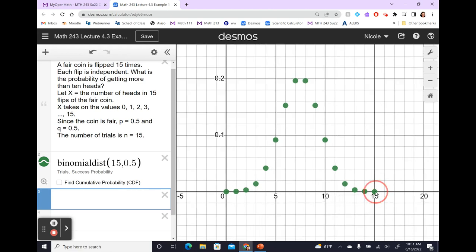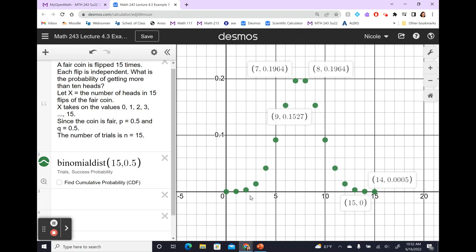And if you zoom in on these, you can see their probabilities. So if we want to know the probability of getting exactly 14 heads out of 15 trials, it would be 0.0005. And in fact, it shows 0 for getting 15 heads out of 15 trials, but it's really a really small decimal, really unlikely. It just is rounding it to 0. If we want to know the probability of getting exactly 7 heads, it would be 0.1964. So all this is showing you is a graph. The x-axis gives you the number of heads, and the y-axis gives you the probability for that particular value.